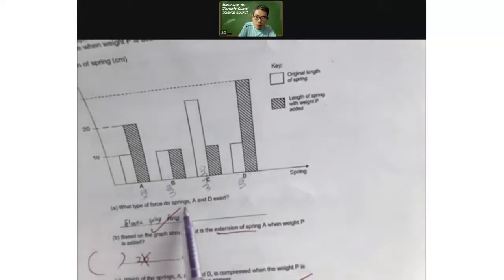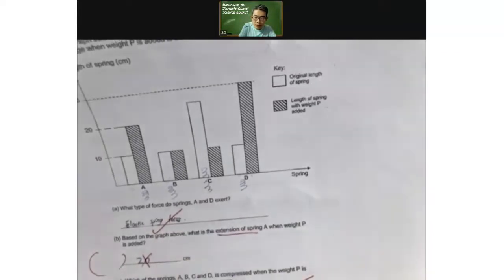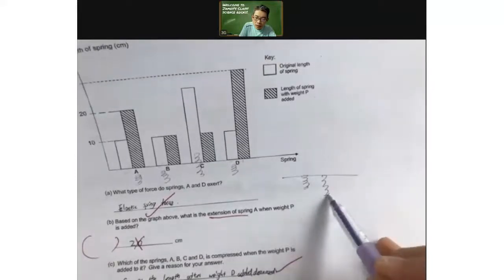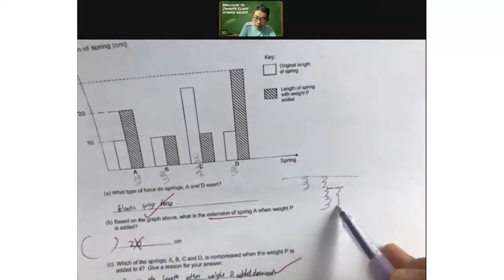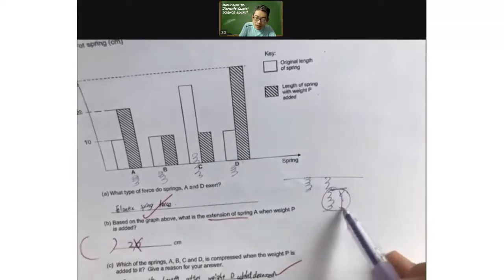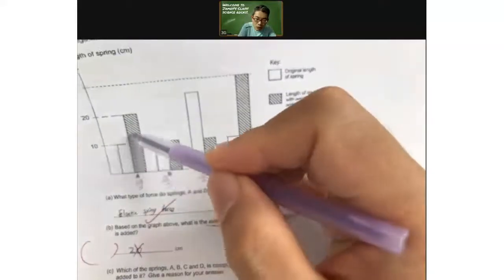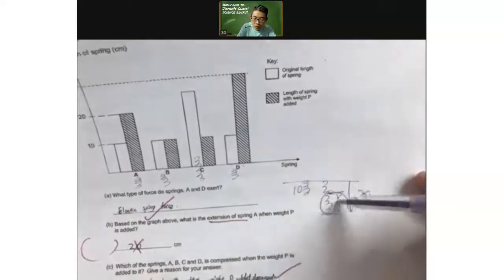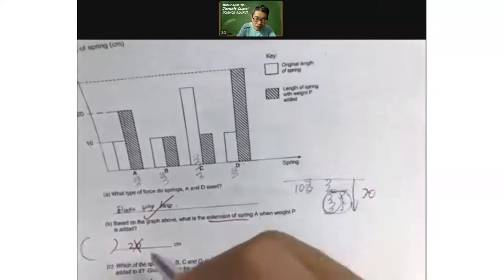Okay, what force do springs A and D exert? First, springs exert elastic spring force. Based on the graph, what's the extension? A recap again. Original, extended, extension. So this is the extension part. Now, why is 20 wrong? When P is added, A stretches to 20. That means it went to 20. Original length is 10, see, 10. So the extension is actually this part, 20 minus 10 is 10. This should be 10.